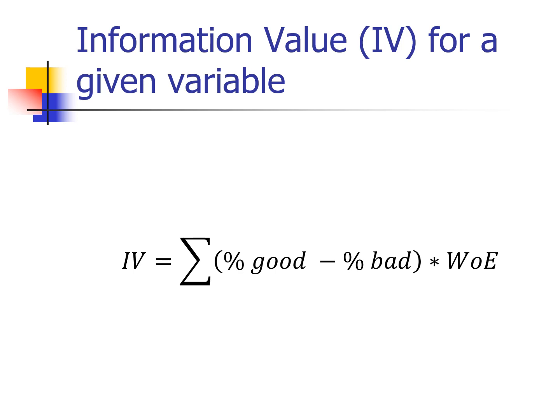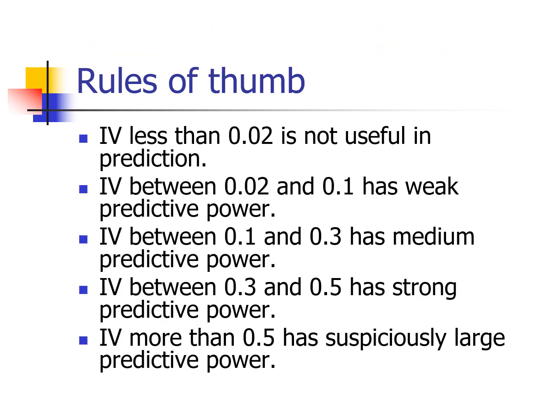And then here are some rules of thumb for what are some good information value numbers to look at. Less than 0.02 is not going to be useful. Between 0.02 and 0.1 is weak predictive power. Between 0.1 and 0.3 is medium predictive power. Between 0.3 and 0.5 is strong predictive power.